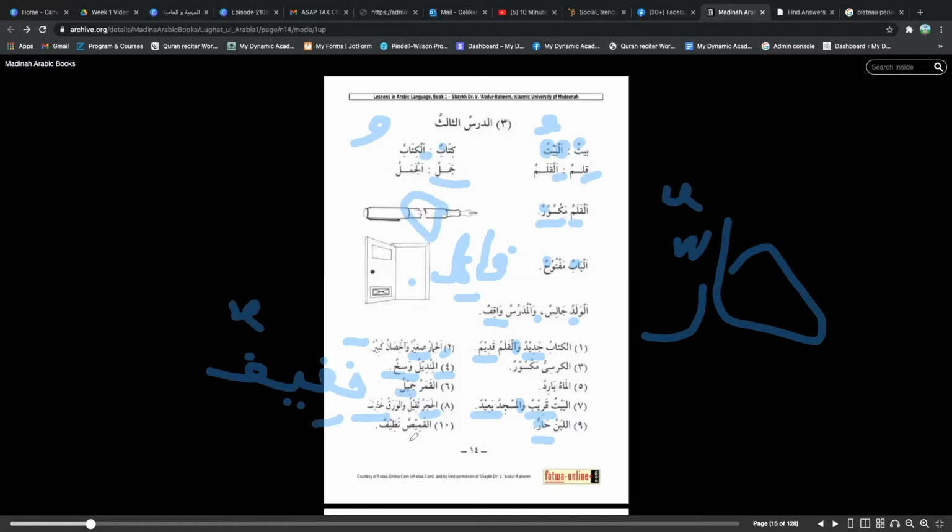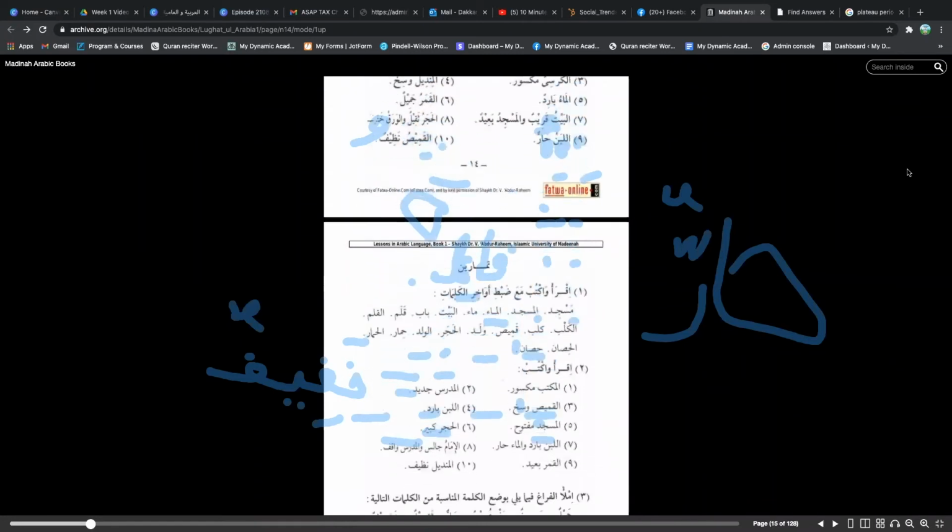Al-qamisu nadifun. The shirt. Qamisun is a shirt, so add alif lam, one dhamma, and qamisu. The shirt, nadifun. Sorry, the shirt is clean. So let me clear that.